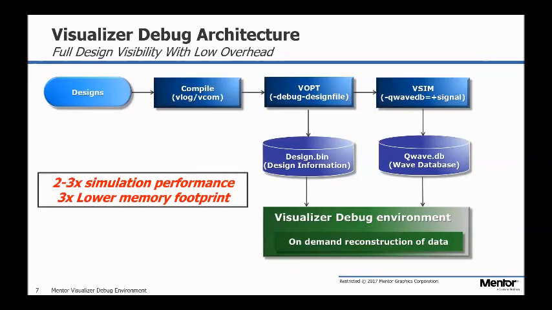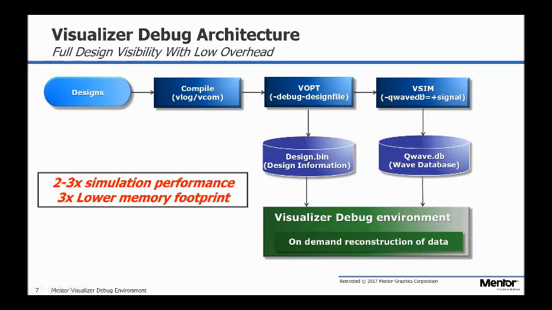So a little bit of a difference that you have to have versus using the original debugger is you need a couple of arguments in your vopt and your vsim commands in order to activate debug. So when you do your vopt command for optimizing your design, you want to do the -debug option and the -designfile option, which creates this design.bin, which is used by Visualizer.